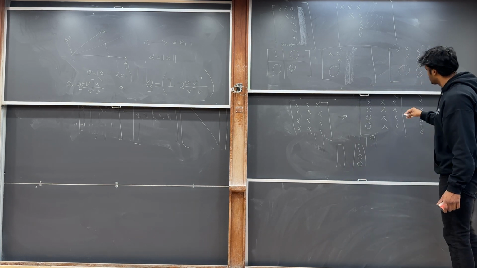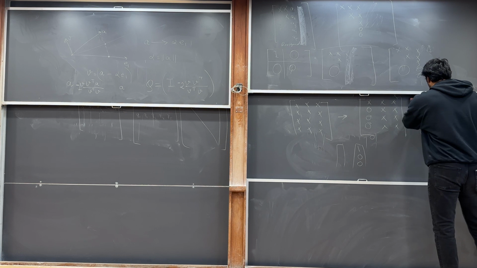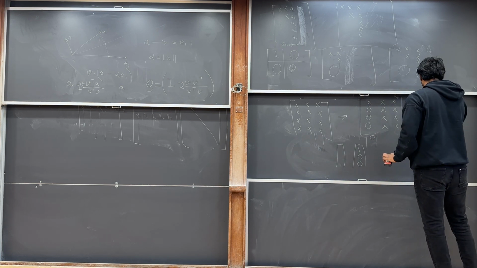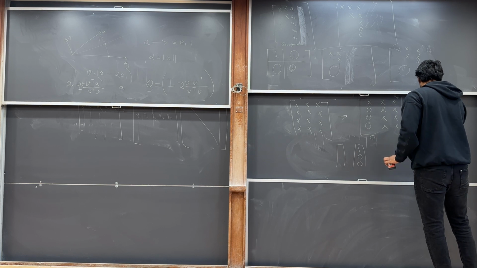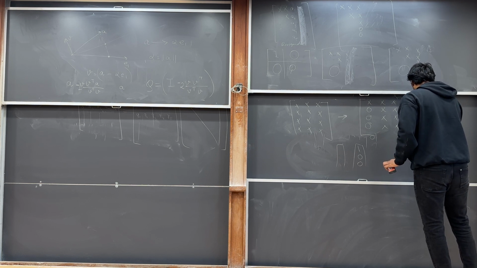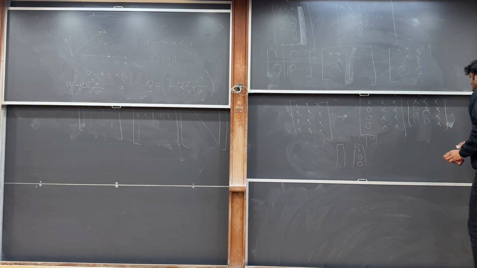When I do another Householder reflection, this is what it becomes: X, X, X, and then this one, 1, 2, 3, 4, 0, 0, 0, 0, 0. And when I do the third Householder reflection, this is what it becomes: X, X, X, this upper triangular matrix, 0, 0, 0.